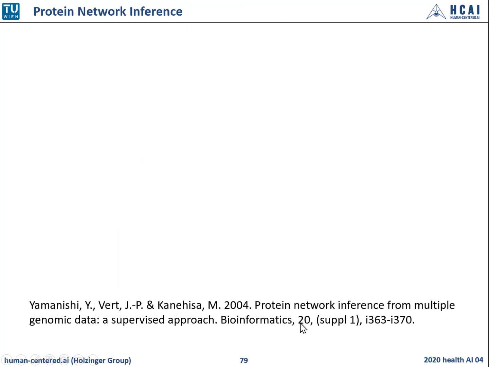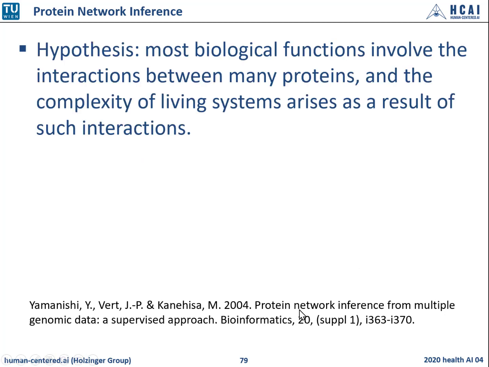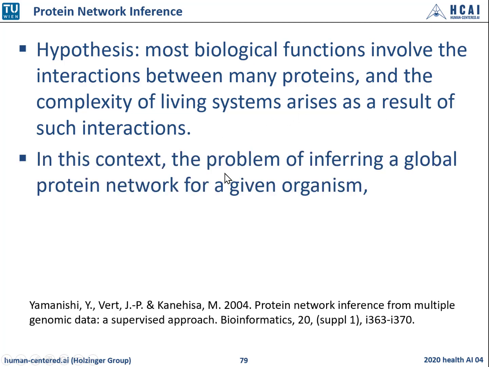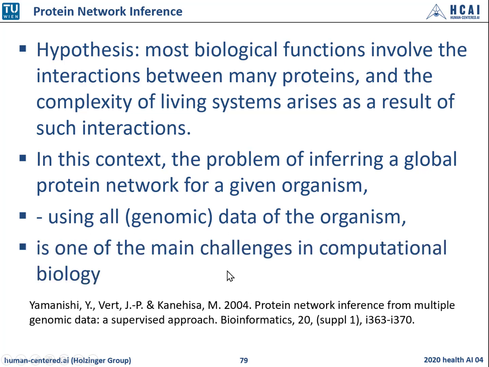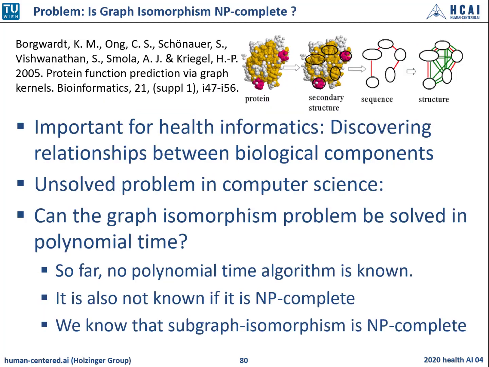Okay, the next paper presents a new method to infer protein networks from multiple types of genomic data. The central hypothesis is that most biological functions involve interactions between many proteins, and the complexity of living systems arises as a result of such interaction. Awesome, really awesome. In this context, the problem of inferring a global protein network for a given organism, using all genomic data of the organism, is one of the main challenges in computational biology. This is a really hot topic, and I'll give you an example.